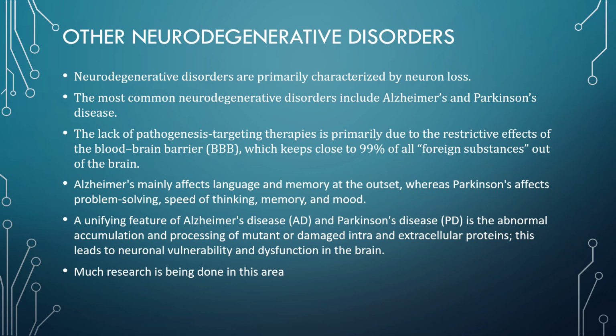And we have difficulty treating these disorders because of that blood-brain barrier. So that BBB protects you and keeps medications that aren't supposed to be there out of your brain. It keeps up to 99% of all foreign substances out. And that's why it's really, really hard to find effective medications that can cross that barrier. Alzheimer's primarily affects language and memory. And Parkinson's affects problem solving, speed, memory, and mood.